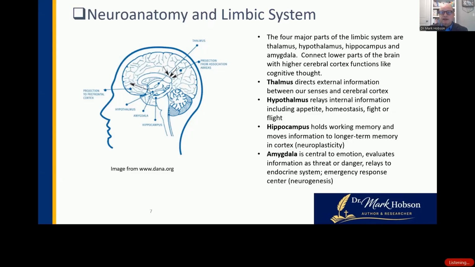Both hemispheres are connected, and the notion of left brain and right brain personality or learning types is a neuromyth. It doesn't exist. We are feeling and thinking beings using both sides of our brains to process information, and we feel first before we learn.